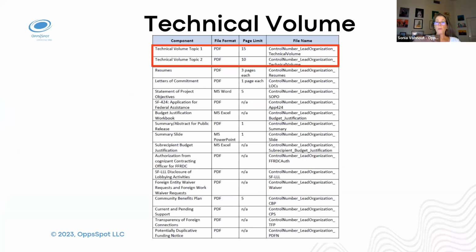So today we're going to focus on the technical volume and only on what that technical volume looks like for those topics 1 and 2. And there are slight differences between them, like the number of pages and maybe some others, because topic 1 is tied into the bipartisan infrastructure law. But that's what we're going to focus on today: how to create the most attractive and compelling story for your technical volume.